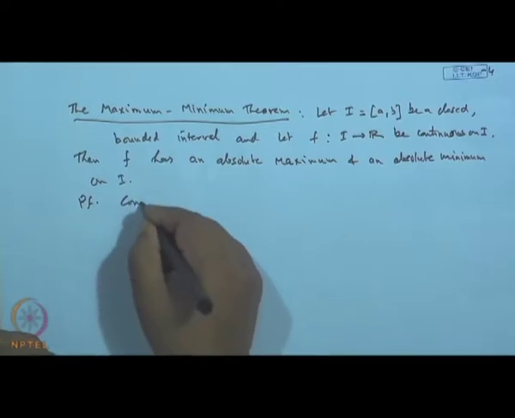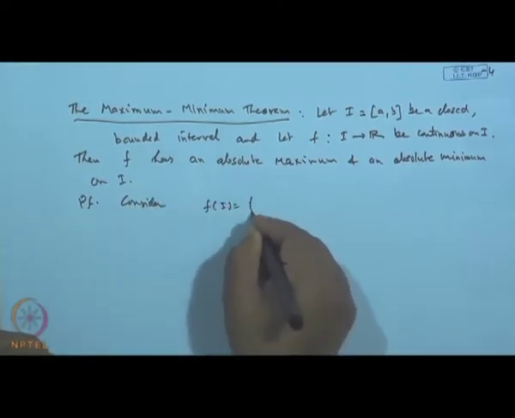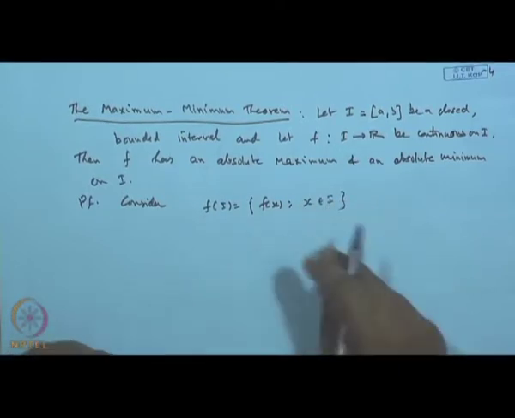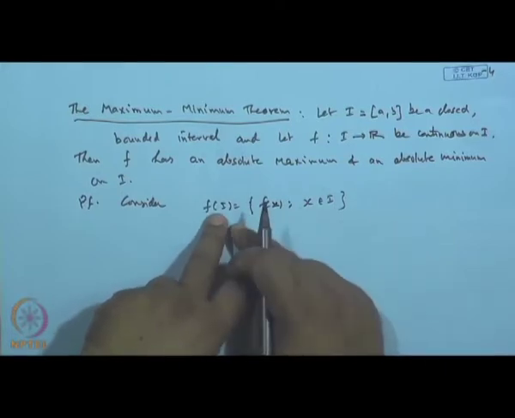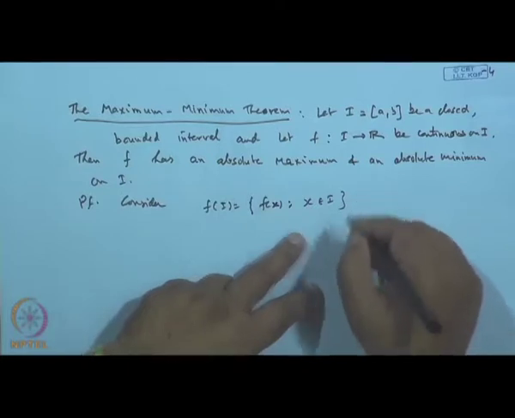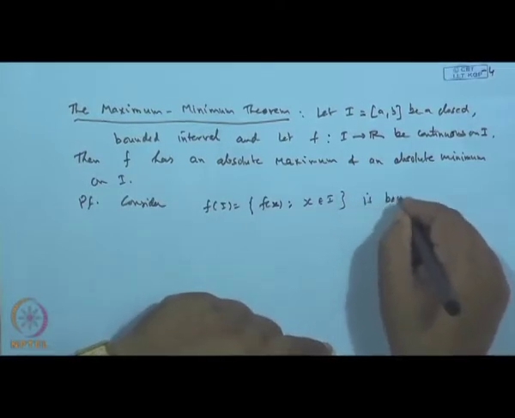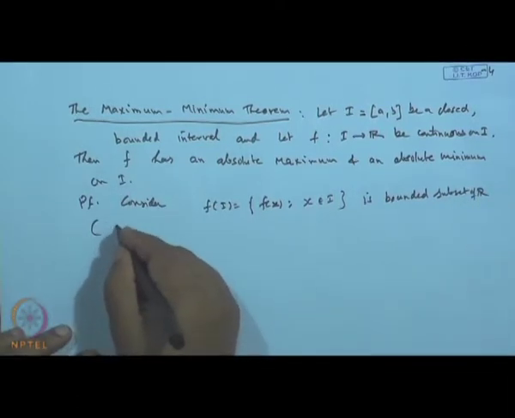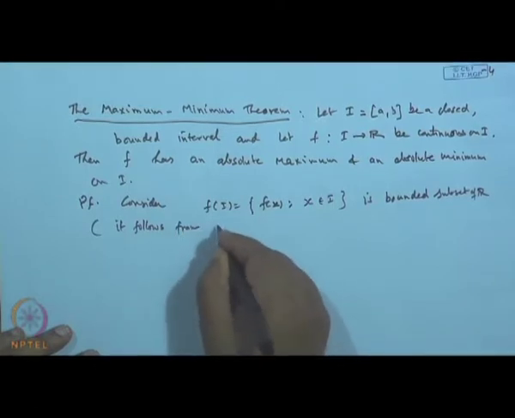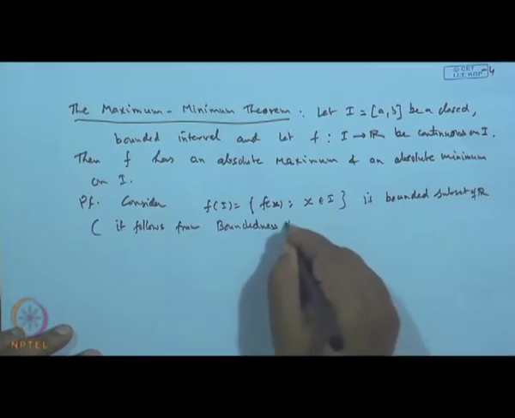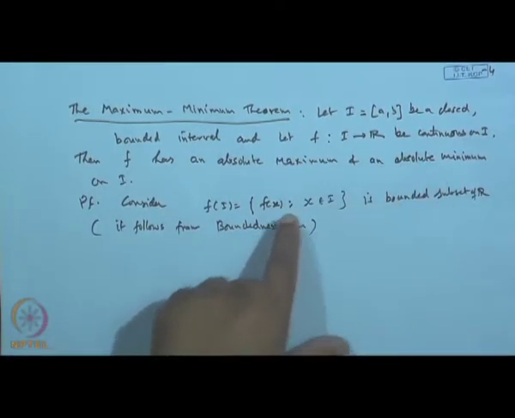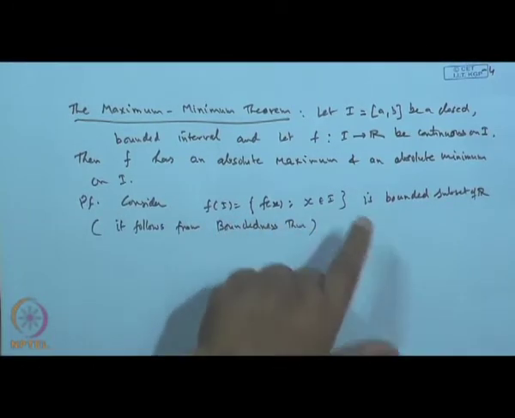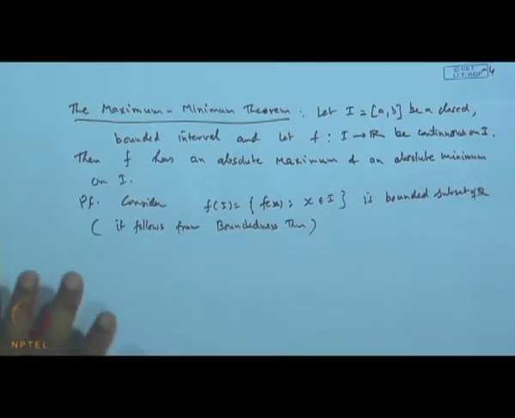Consider the set f of I, the set of those values f of x where x belongs to I, that is, the range set of the function f defined over I. This range set f of I is clearly a bounded subset of R, and this follows from the boundedness theorem. Because we have seen that if I is a closed bounded interval and f is a continuous function, then f is bounded on I, that is, the range set is a bounded set.